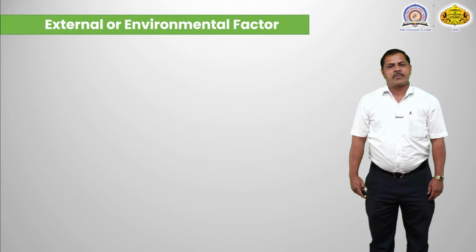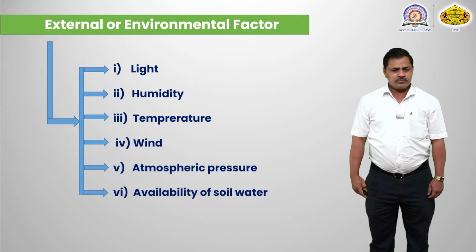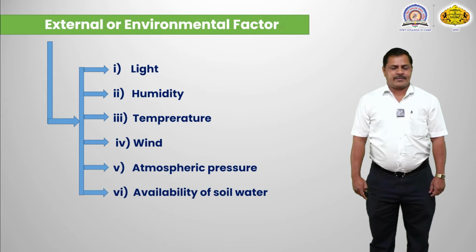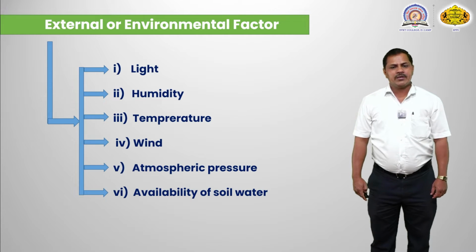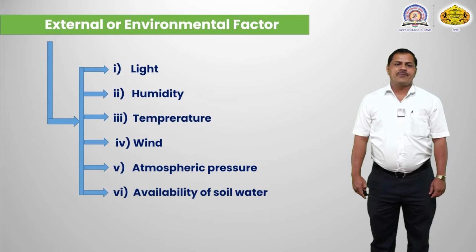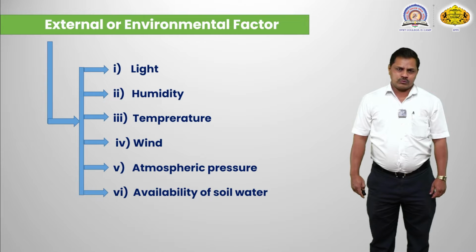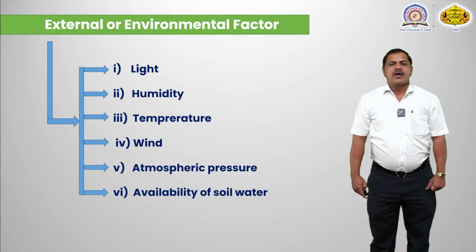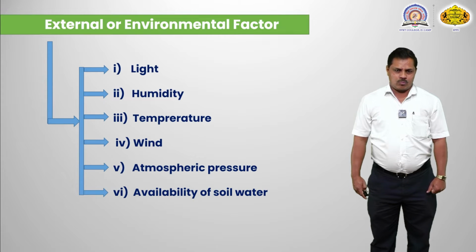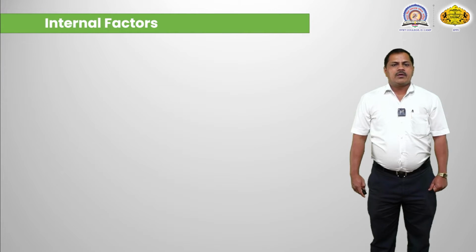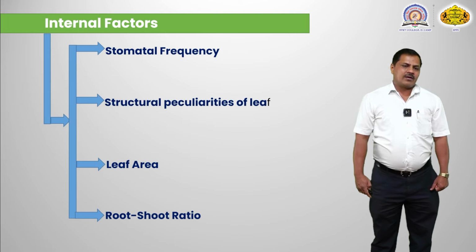First is the external or environmental factor. In the external factors, first is light, second is humidity, third is temperature, fourth is wind, fifth is atmospheric pressure, and sixth is the availability of soil water. These are the different environmental factors that affect the loss of water molecules. Then we'll discuss the internal factors.